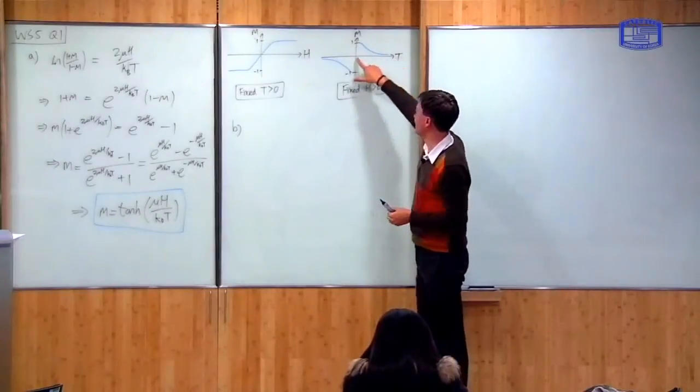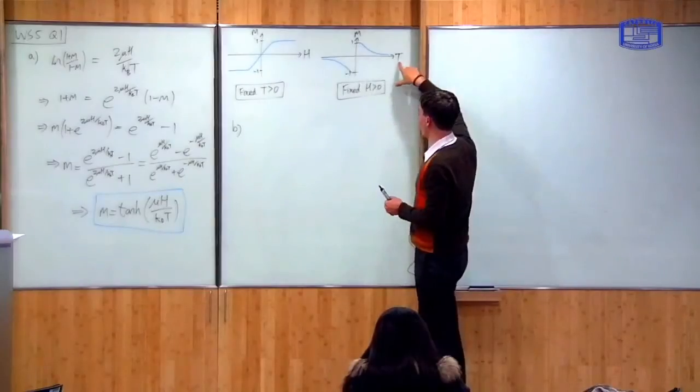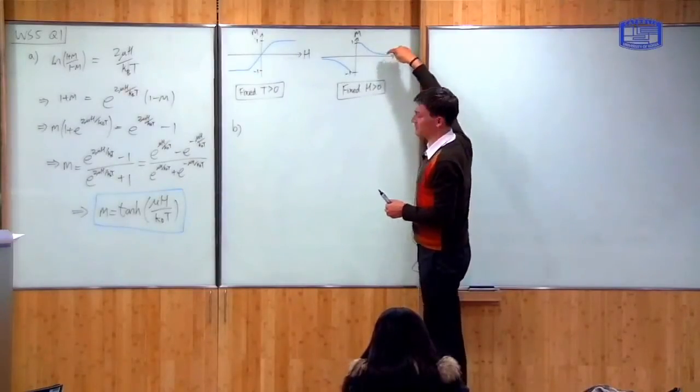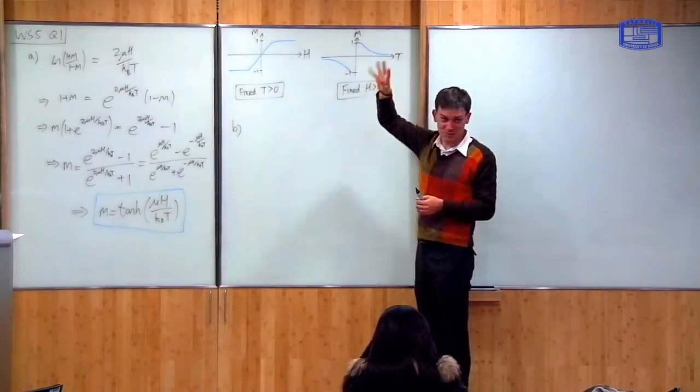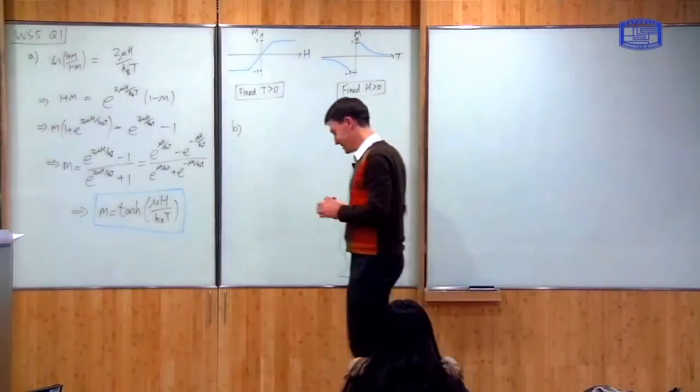At temperature equals 0, the magnetization is 1. That means you're in the ground state. As the temperature goes to infinity, the magnetization tends to 0, which means that you're completely disordered. Okay, that's now correct.